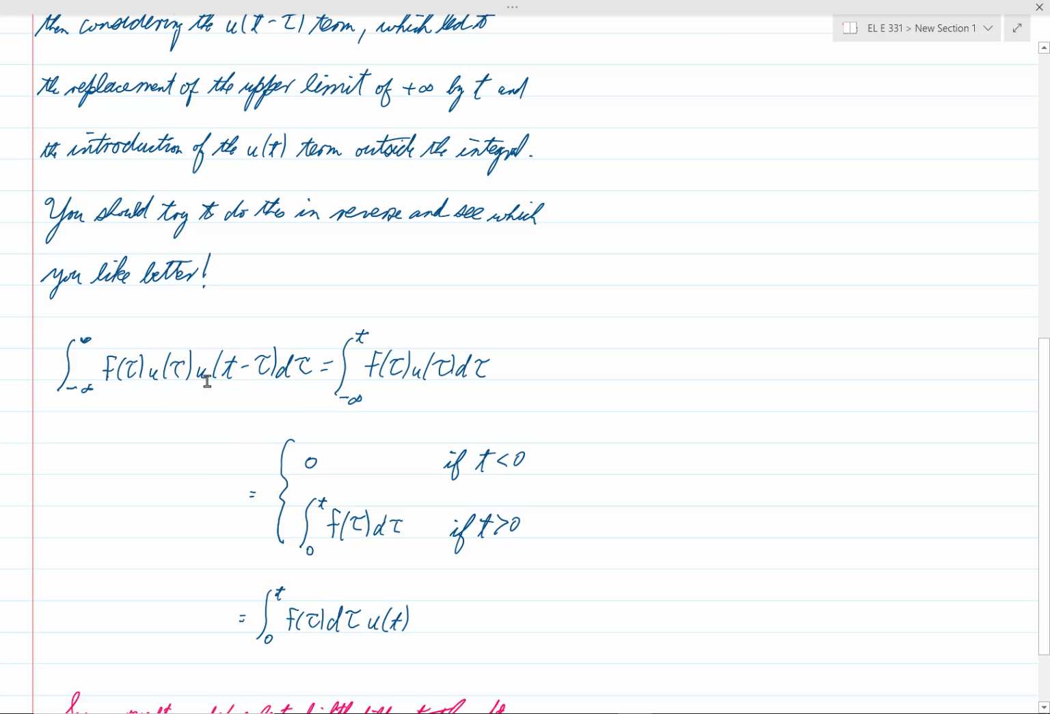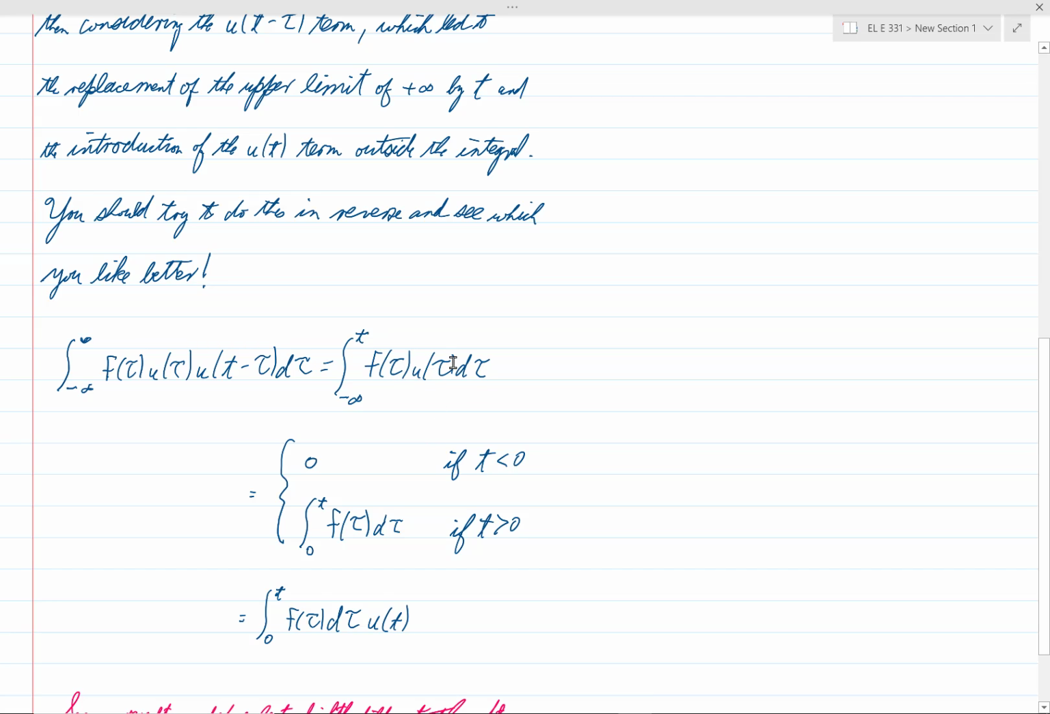So we see immediately from that discussion that we can take this u of t minus tau term out and make the upper limit t. So that we now have the integral from negative infinity to t of f of tau, u of tau d tau. Now, if you think about that for a moment, you may not even have to write this stuff below. You can just think about it like this.